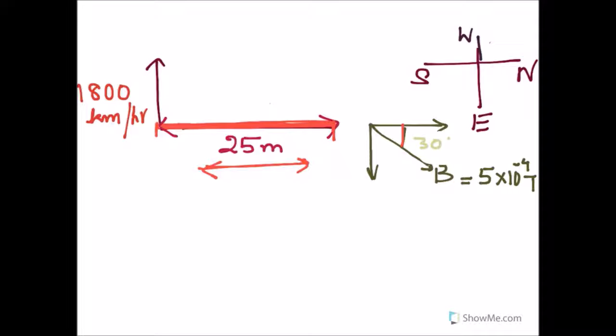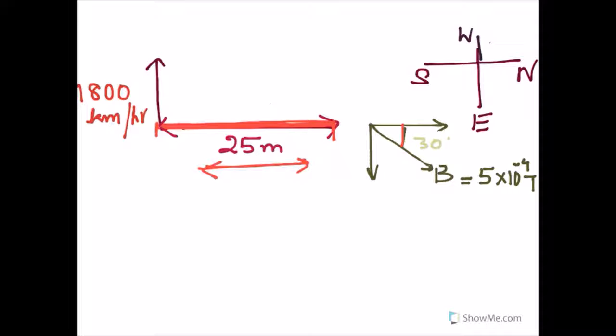In this question, a jet plane is traveling towards west at a speed of 1800 kilometers per hour. What is the voltage difference developed between the ends of the wing having a span of 25 meters, if the Earth's magnetic field at the location has a magnitude of 5 × 10^-4 Tesla and the dip angle is 30 degrees?